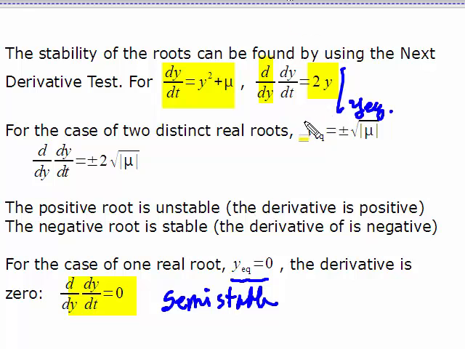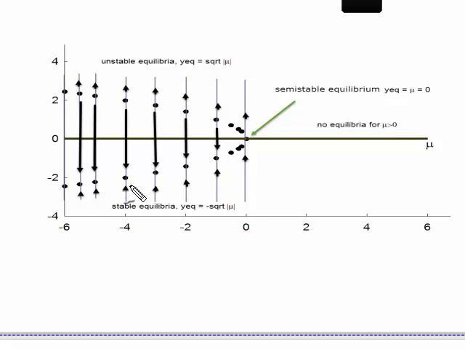Now for the other case, where there were two roots, we can evaluate it at the positive root and the negative root. It'll end up looking like this. So at the positive root, the derivative is positive. That makes it unstable. At the negative root, the derivative is negative. That makes it a stable root. And now we can go back to the bifurcation diagram and draw the arrows.